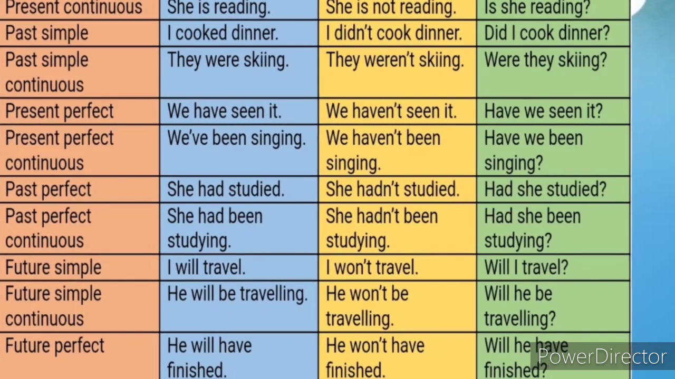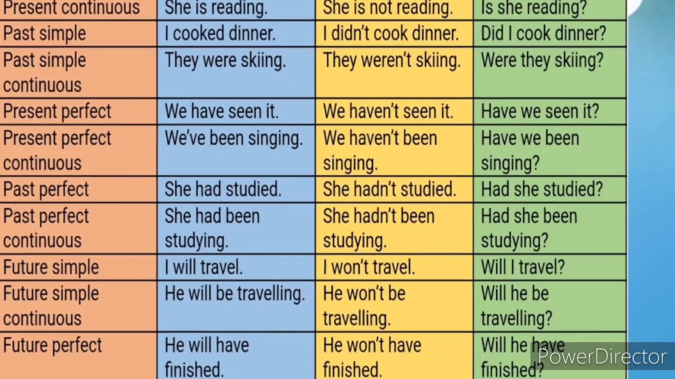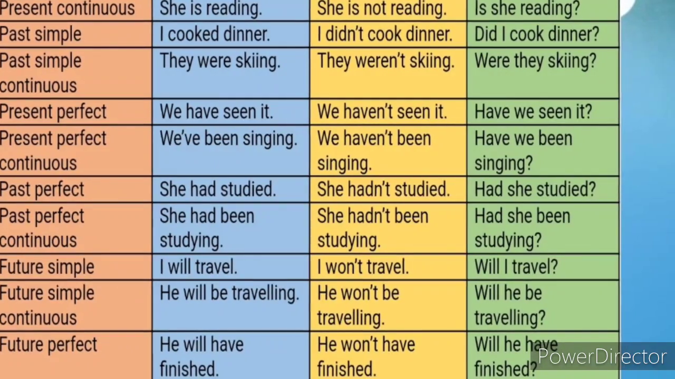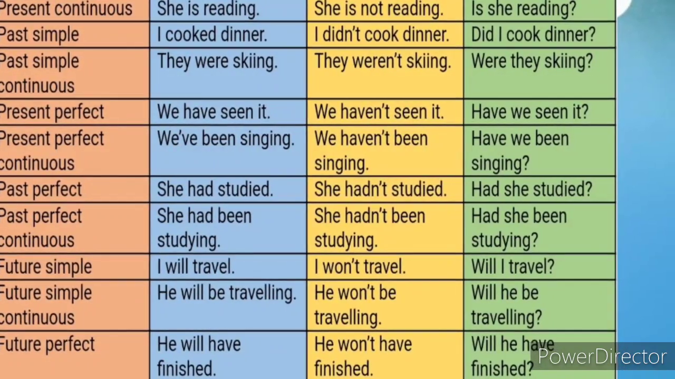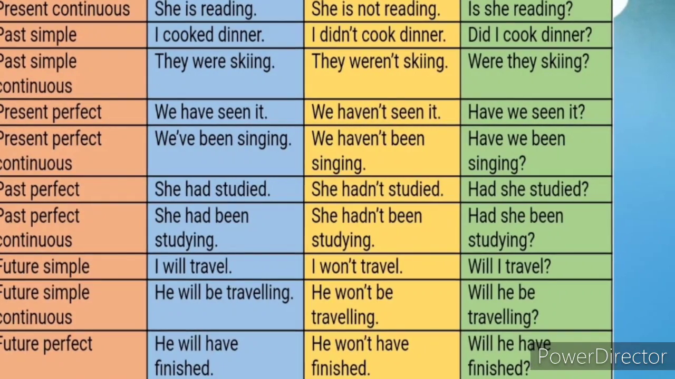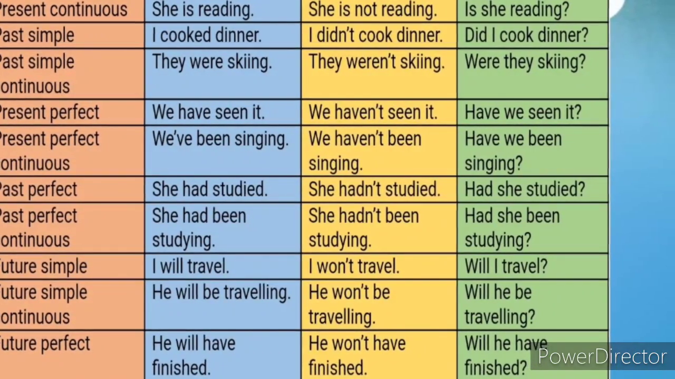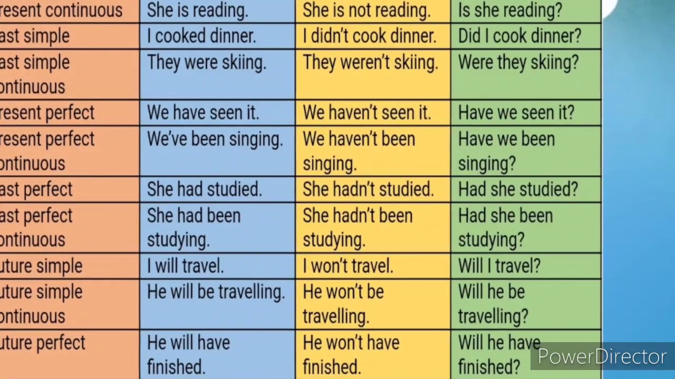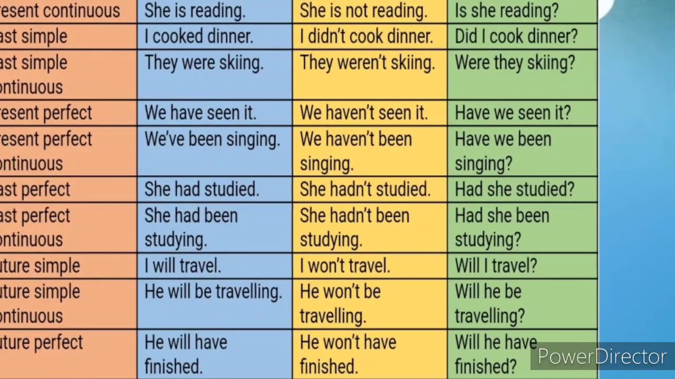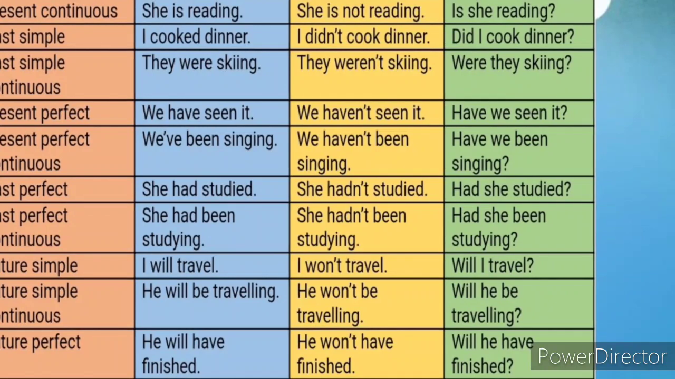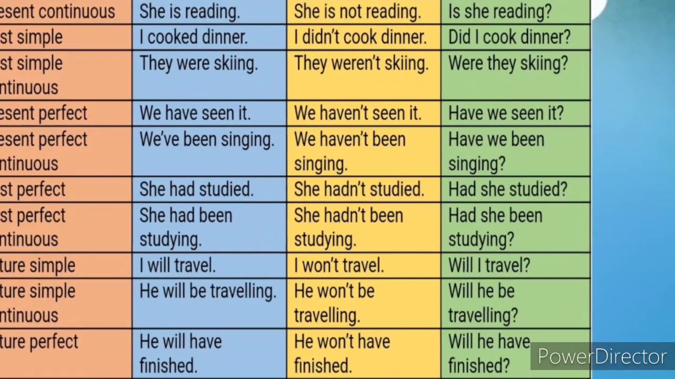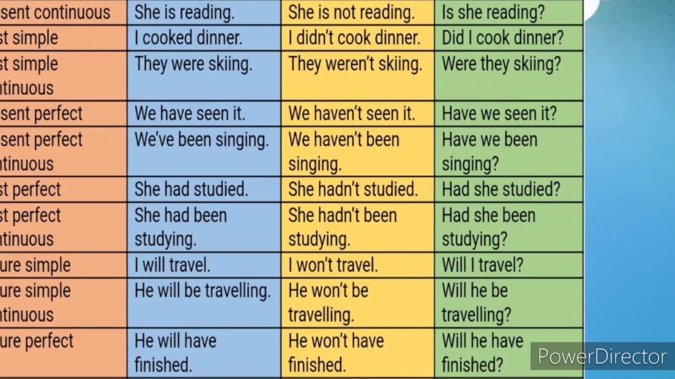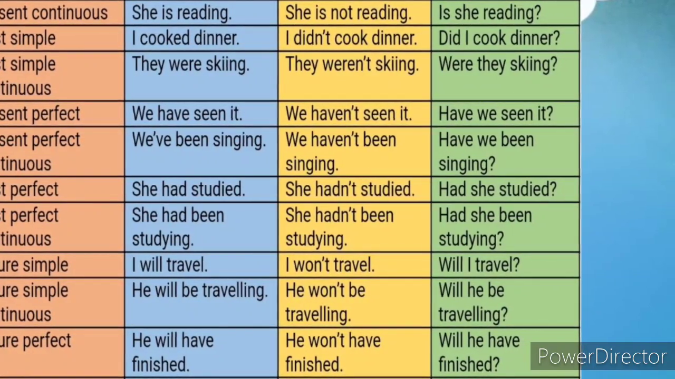Now, let us understand these rules with the help of different tenses. First of all, in affirmative, I see you. In negative, I don't see you. In interrogative, it will become do I see you. Similarly, in the remaining tenses, let us see. She is reading. She is not reading. Is she reading? I cooked dinner. I did not cook dinner. Did I cook dinner? They were skiing. They were not skiing. Were they skiing?